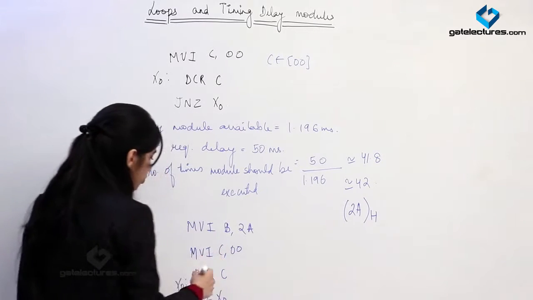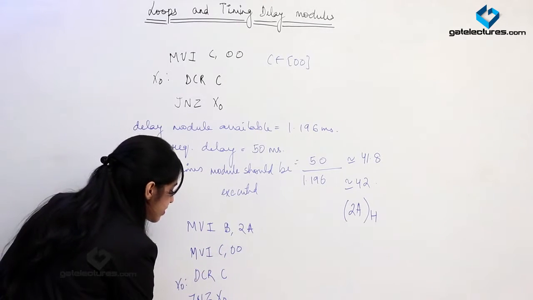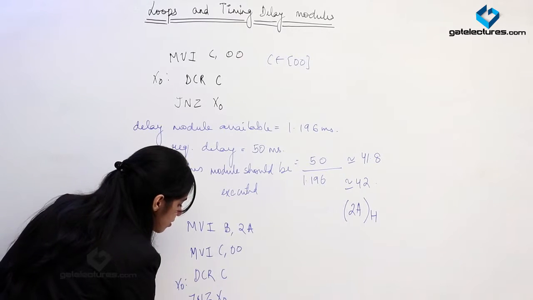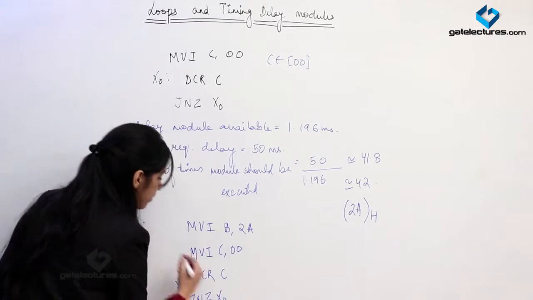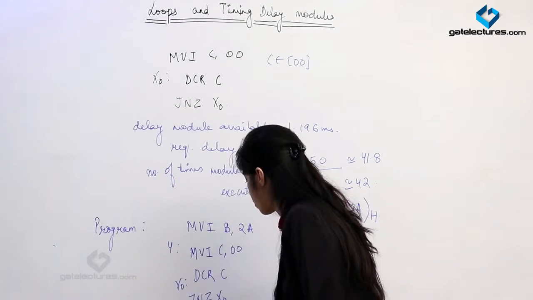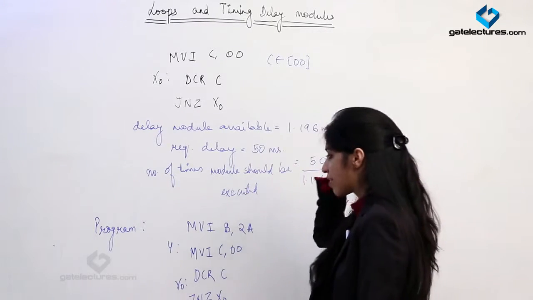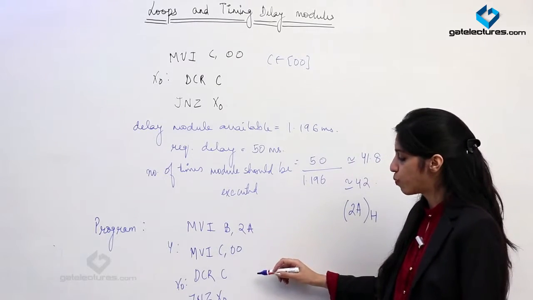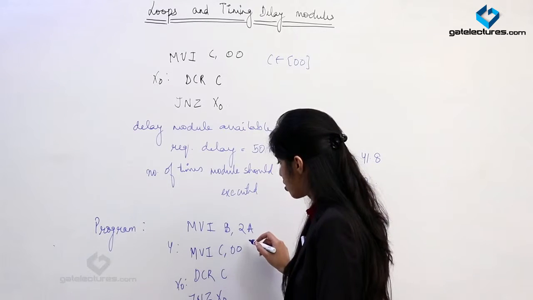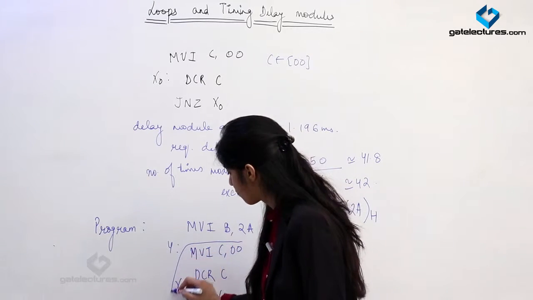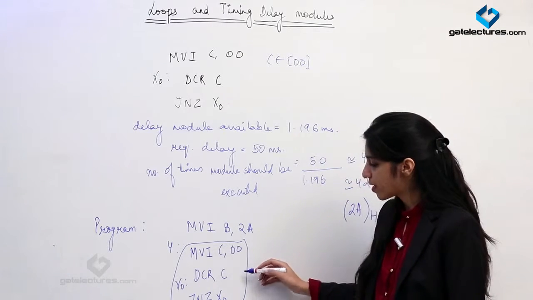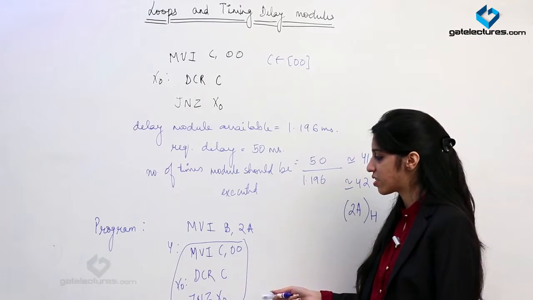Then what do I do? DCR B and JNZ Y. This I am making as Y. And then halt, of course. This is known as nesting of loops. A loop is going to run inside another loop. This is a loop inside another loop. This is known as nesting of loops.